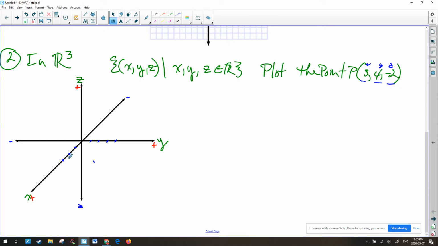So that's accounted for 3 and 4. So 3 out, 4 across, maybe a little bit further than that even. So let's go about out to here. And then the z-axis is -2. So I'm going to go 1, 2. We need to go down about that much. So if I go over here and go down about that much, there's my point. I'm going to call that point P, and that is 3, 4, -2.